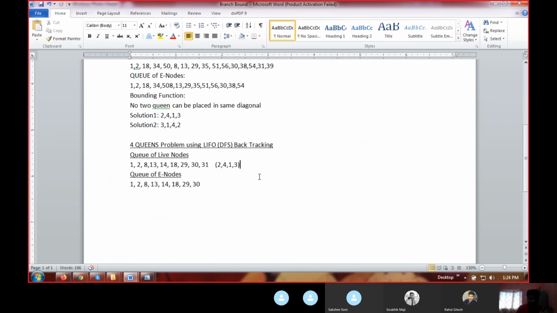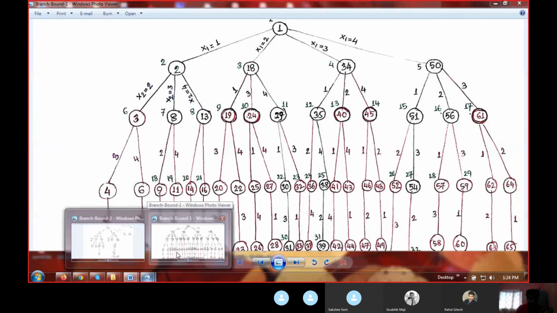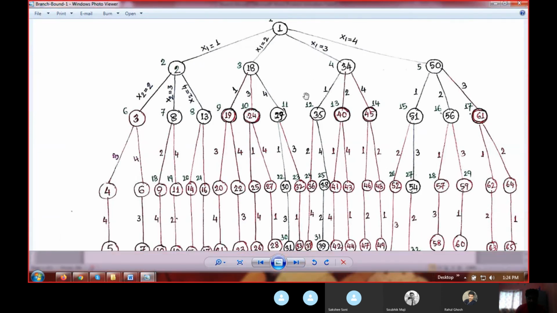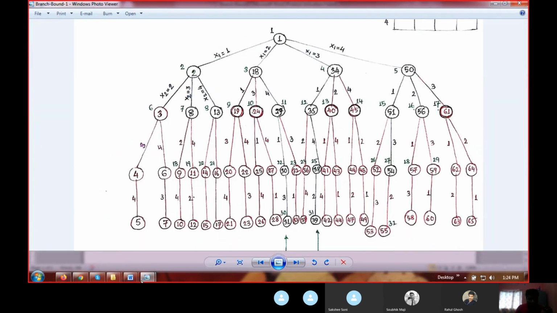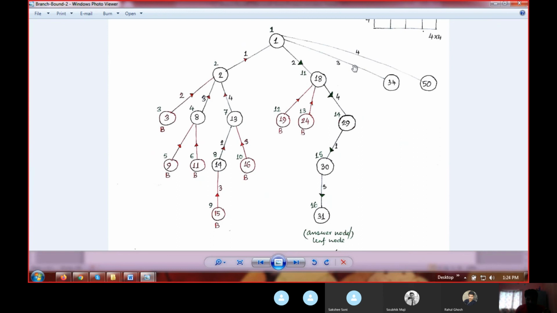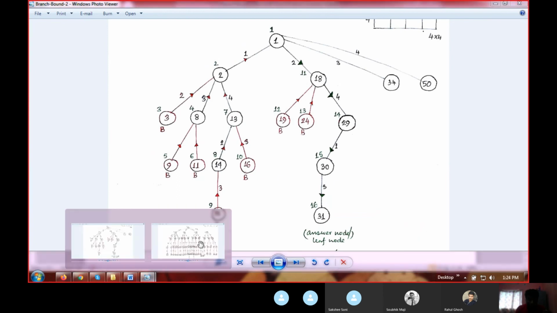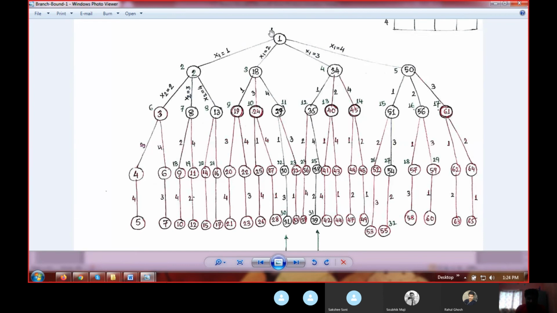So this is DFS backtracking, and after understanding these two pictures, this is the picture of branch and bound. Just ignore the red colors, and you will have the complete tree construction. This is the tree picture of branch and bound, and the other picture is DFS backtracking. One thing I want to mention for your understanding: this is marked as 1, then 2, then 3, then 4, then 5.